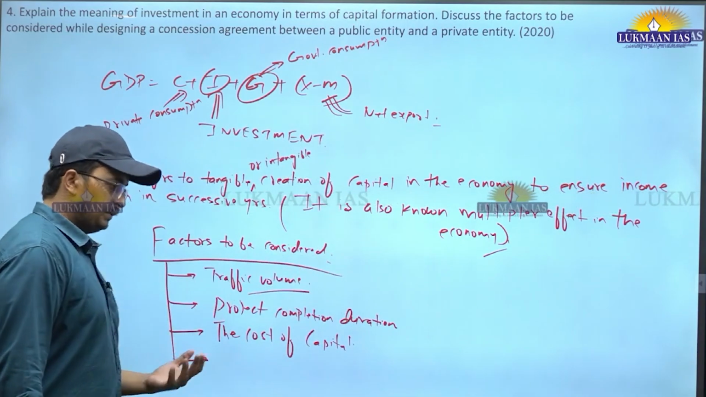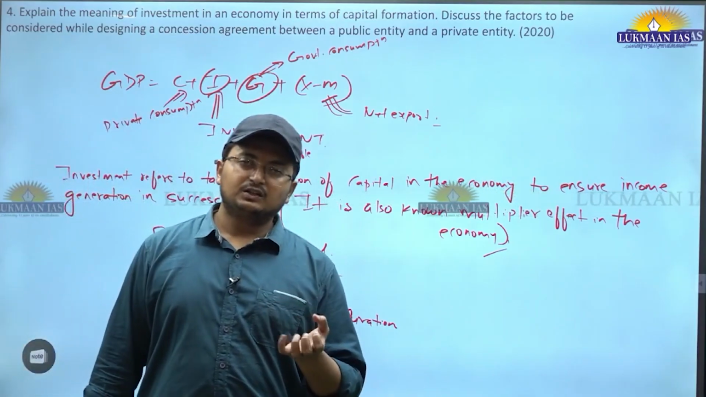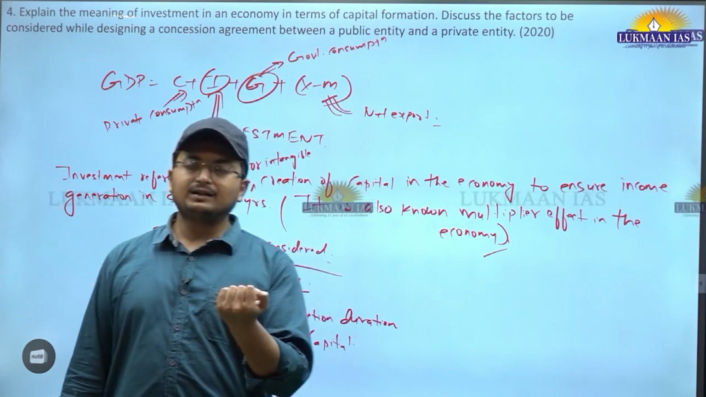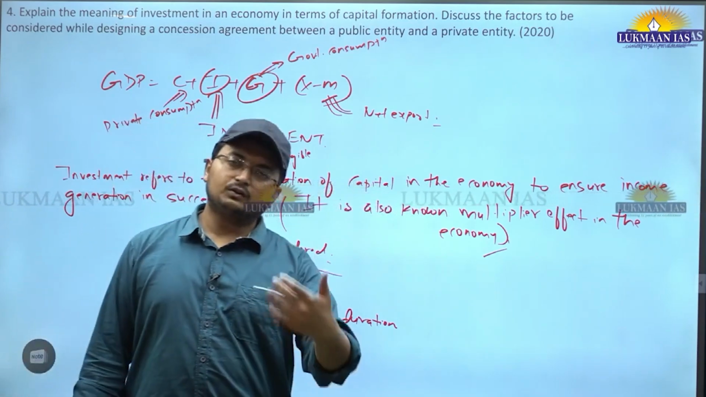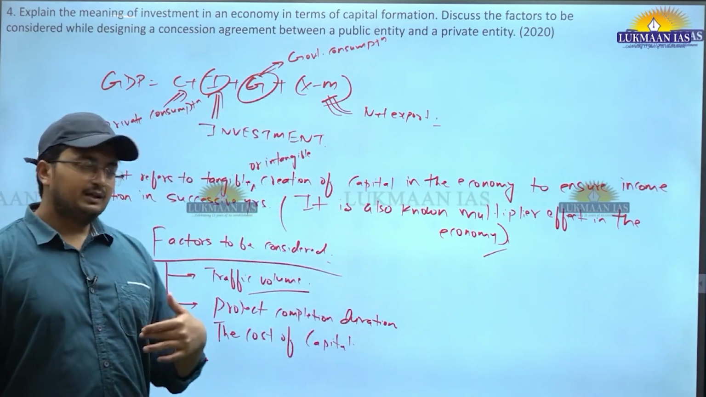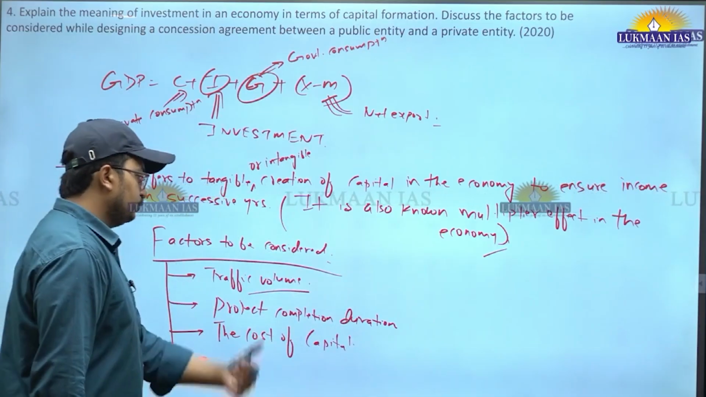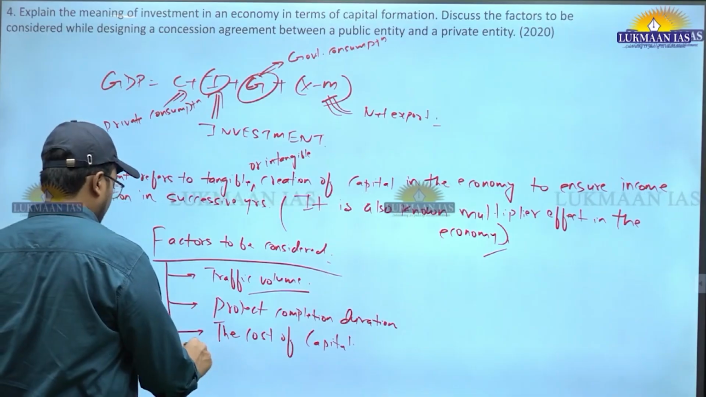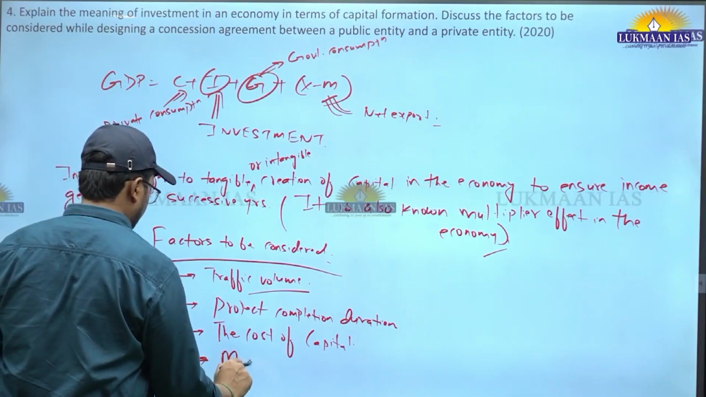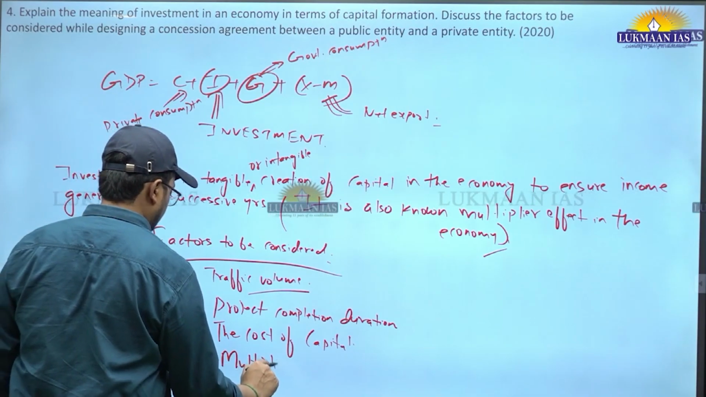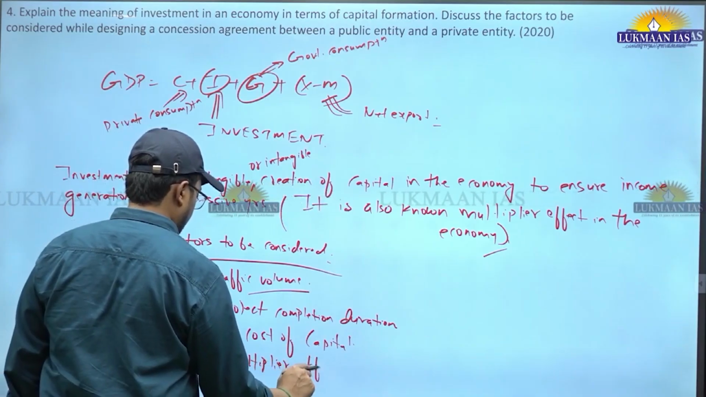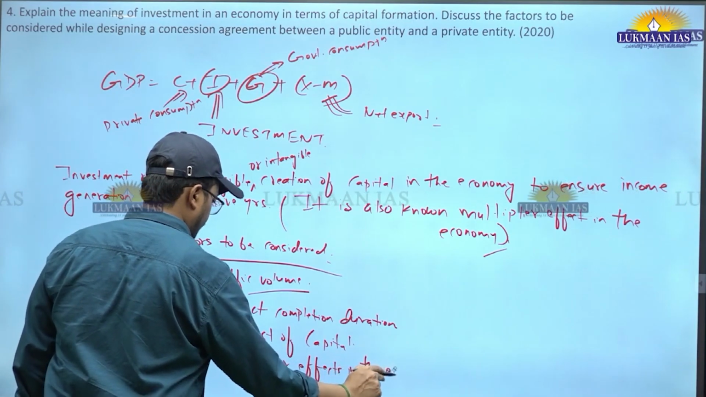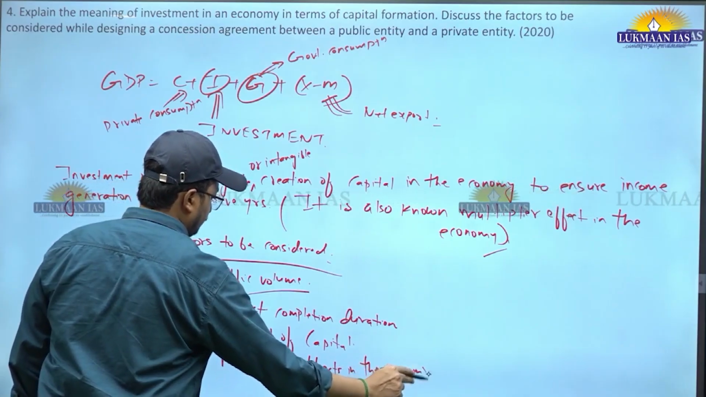Third, the cost of capital: what are the loan rates, the rate of credit in the economy, because depending on that, the return on investment would be calculated by the private player who is eager to invest in the project. And last, the multiplier effects generated in the economy. This is known as project viability.